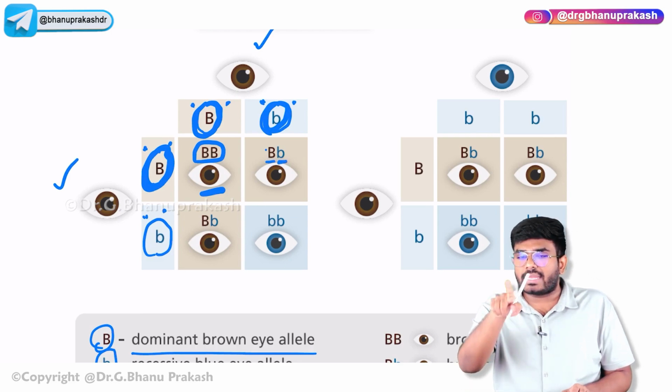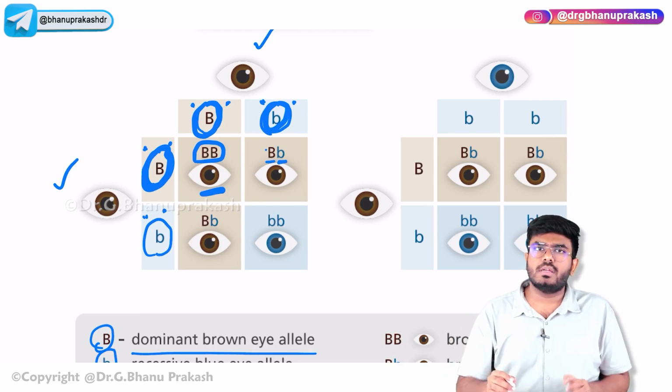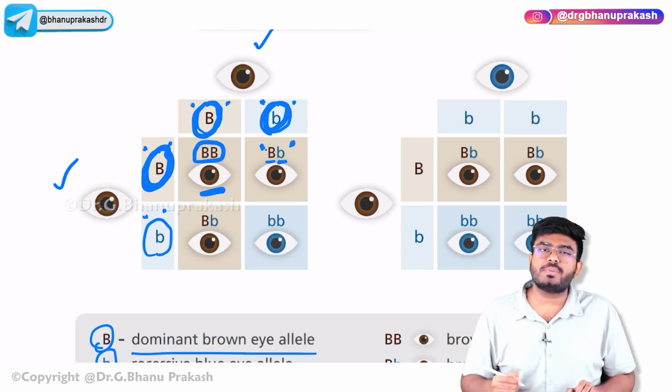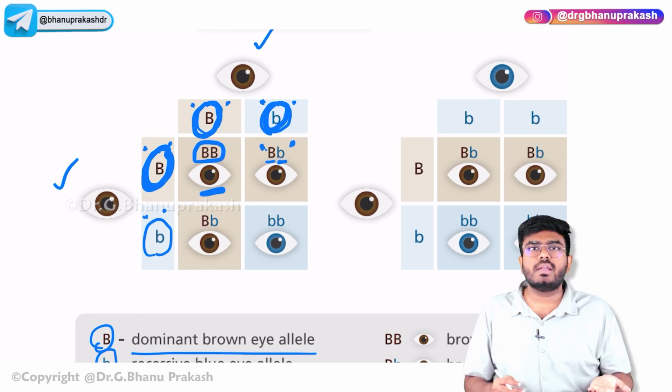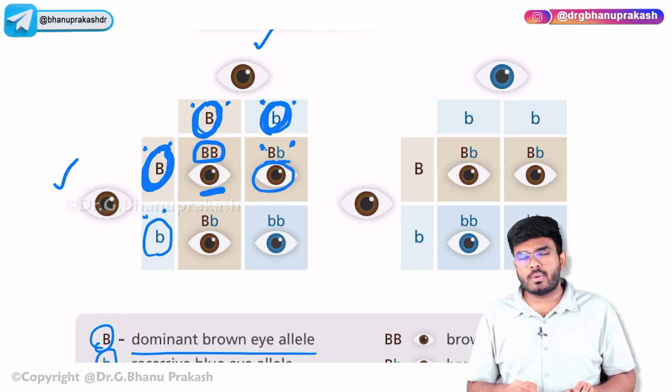Now look, one capital is there, one small is there, one dominant is there, one recessive is there. Who is going to be expressed? Definitely in the heterozygous state, the dominant allele is going to be expressed. So look, the dominant allele is expressed, brown eyes are there.